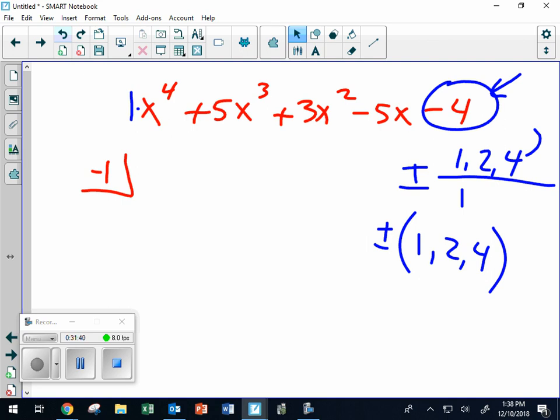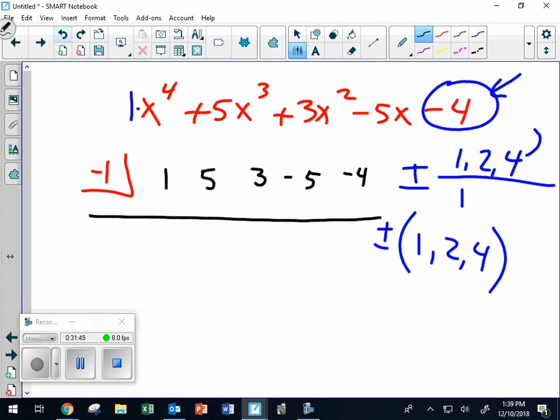Okay. Here's how I would test negative 1 now. 1, 5, 3, negative 5. It worked. Boom. If you made a mistake in there, it didn't work, but it worked.